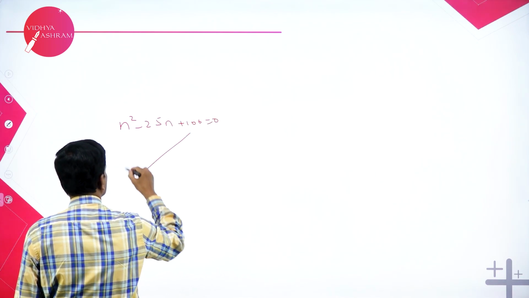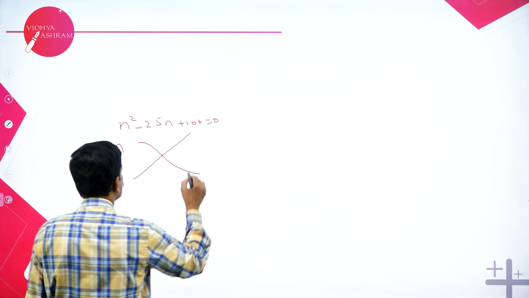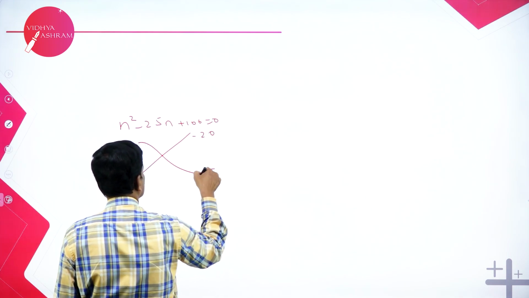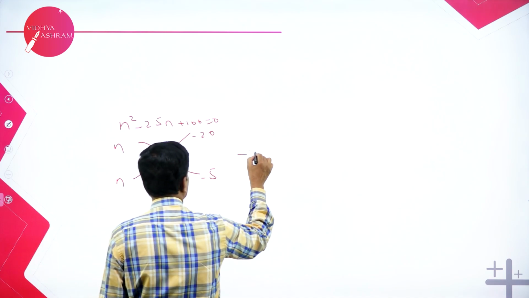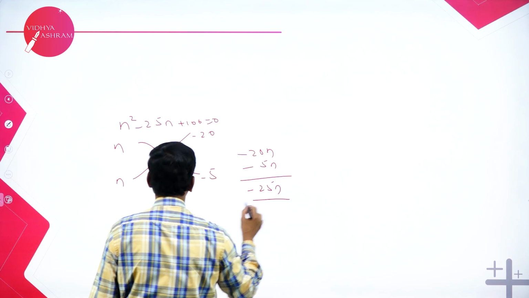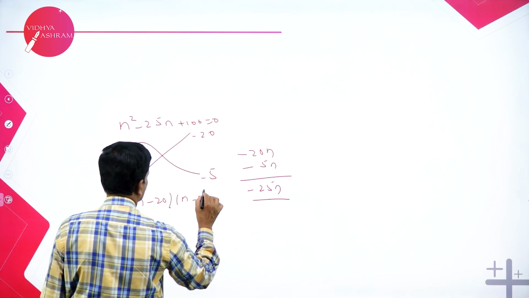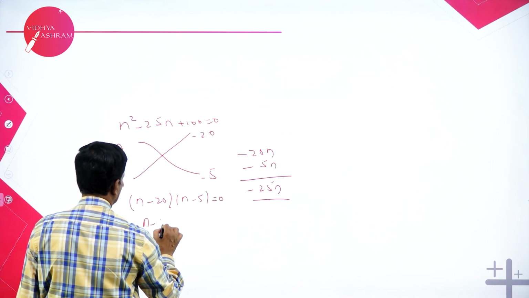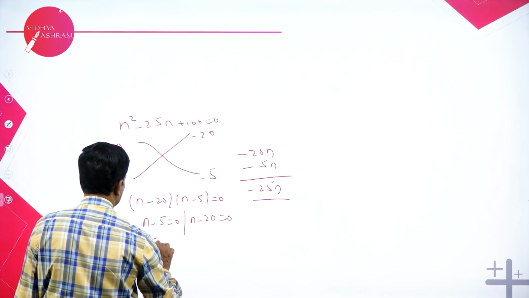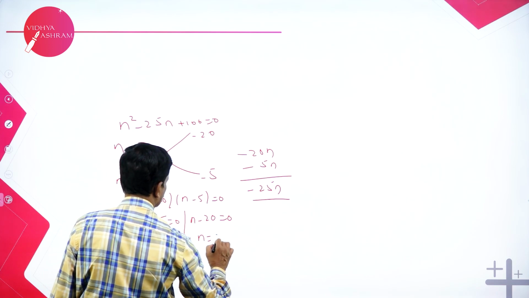So factorize this. You can use any method: cross multiplication, splitting the middle term. This can be written as 25, minus and minus, minus into minus plus. So minus 20n minus 5n is equal to minus 25n. So the factors are (n minus 20) into (n minus 5) is equal to 0. So n minus 5 is equal to 0 or n minus 20 is equal to 0. n is equal to 5 and n is equal to 20.